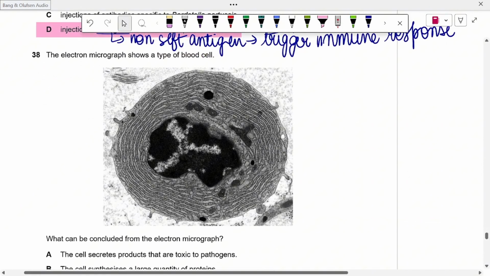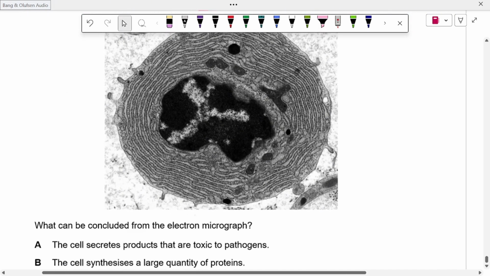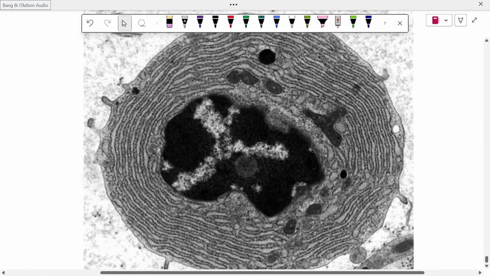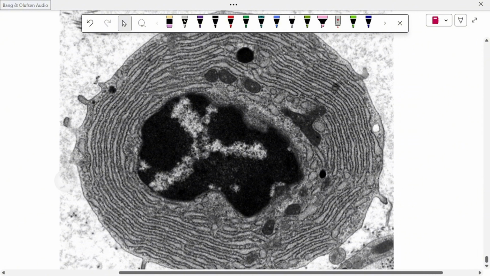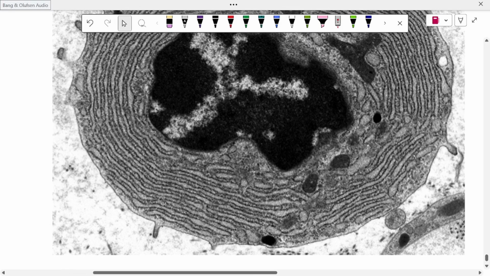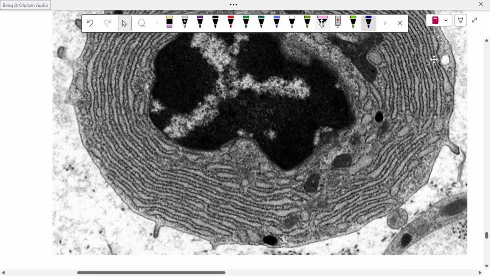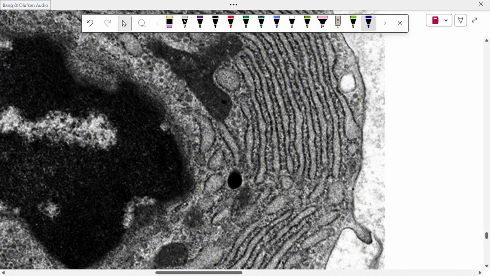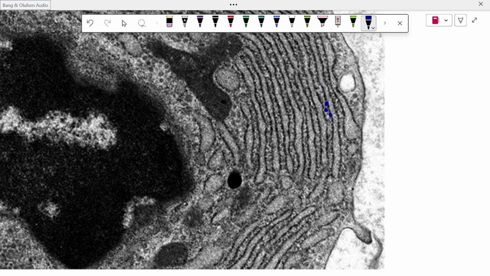The electron micrograph shows a type of blood cell. What can be concluded from the electron micrograph? If you look at the structure, there is a lot of endoplasmic reticulum inside. It looks like rough endoplasmic reticulum because it looks granulated. Yes, it is granulated. I don't know how much I can zoom in. One minute. If you look at it, it looks slightly granulated. Hence we can say in a way this is your rough endoplasmic reticulum.